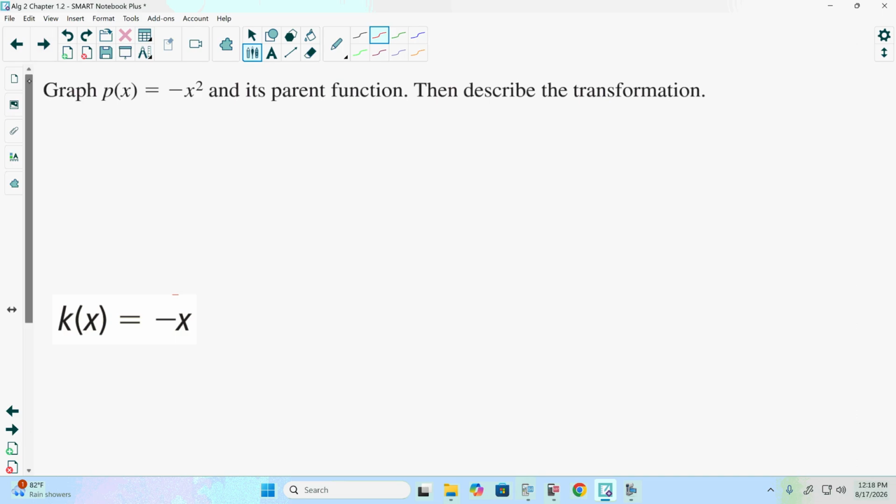So we're going to look at these two here. The graph p of x equals negative x squared and its parent function. So we want to determine what the parent function is for negative x squared. Anybody have a guess at what the parent function is? The quadratic. It is a quadratic, yes.